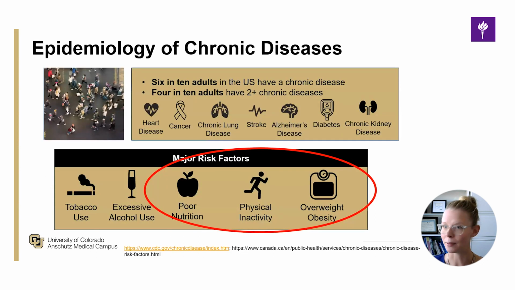So I'm an epidemiologist, and I like to start out my slides with the epidemiology of chronic diseases. The majority of my work focuses on obesity treatment through improving physical activity and nutrition, because these are considered major risk factors of chronic diseases. Things like heart disease, cancer, diabetes are the leading causes of death and disability in the United States. And they're also the leading drivers of the nation's $4.1 trillion in annual healthcare costs.